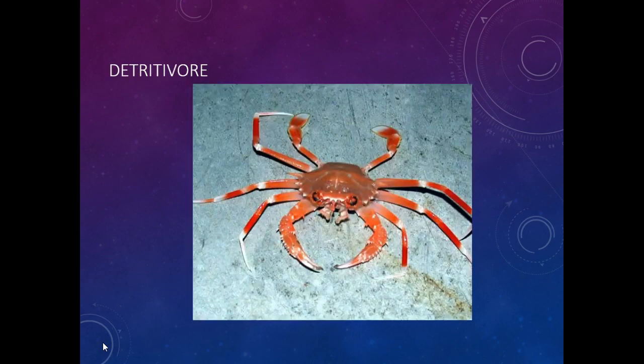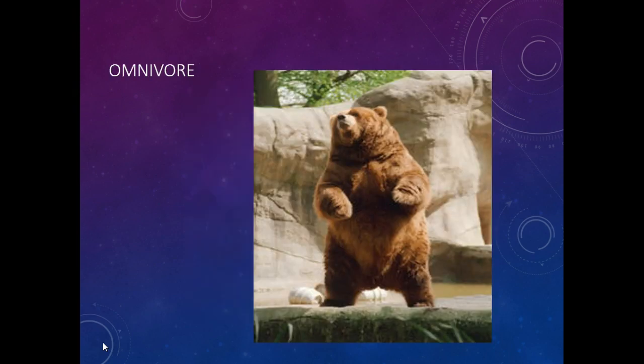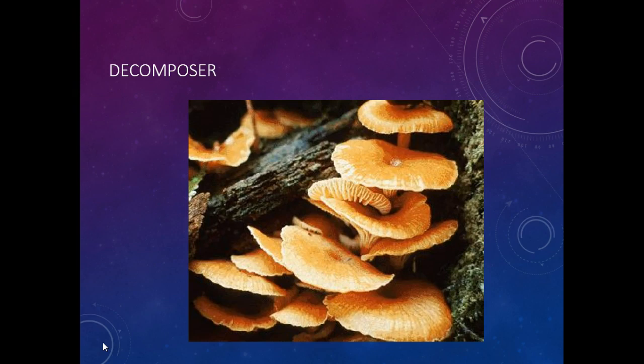A detritivore is this crab. It will stay at the bottom of the ocean and wait for other organisms to feed on other organisms, and it will collect the remainder of that organism that's being eaten as it falls to the bottom. We have an omnivore, which is a bear, collects fish and also will eat fruits like berries. And a decomposer being a fungus, which uses acid to shoot out of its roots to break down dead organic decomposing matter.